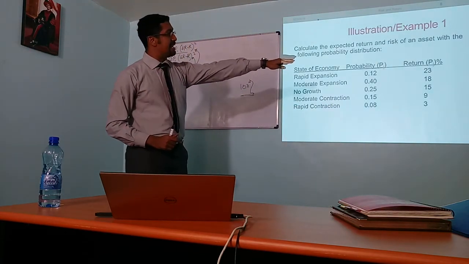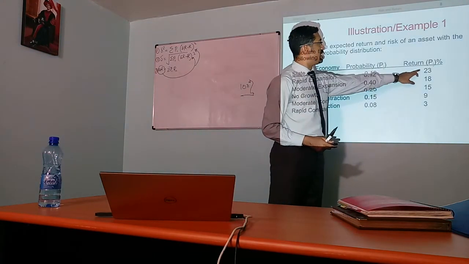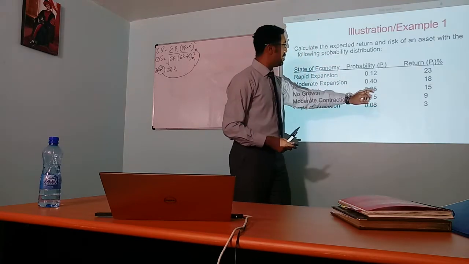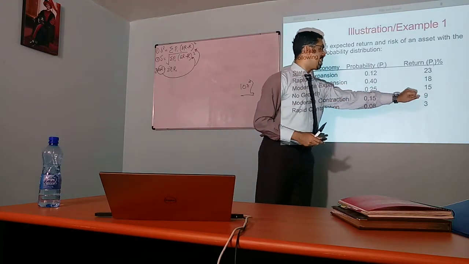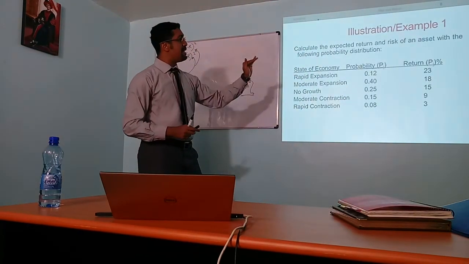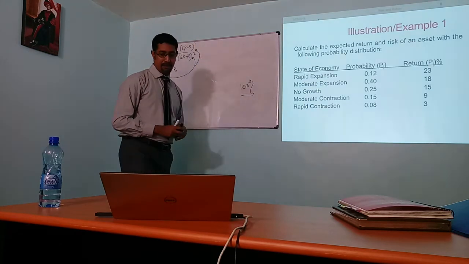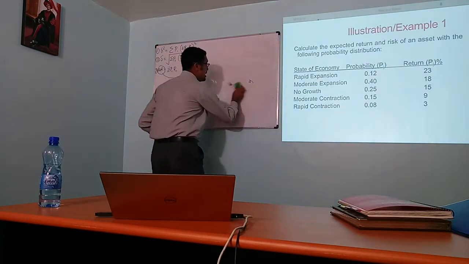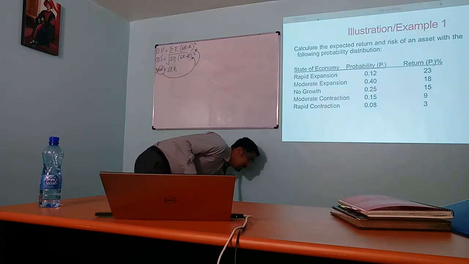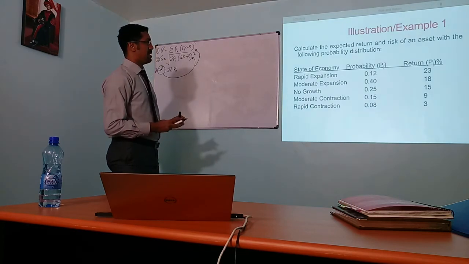The returns are given there in percentage. At times they may be given in decimals. It could be 0.23, 0.18, 0.15, 0.09, 0.03. Either way, you can calculate returns and risk. So let's look at this illustration. There are two approaches to this.